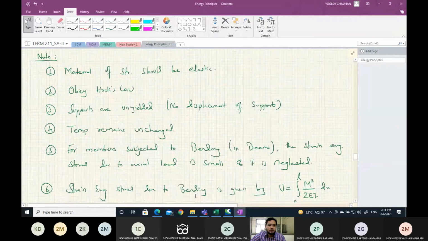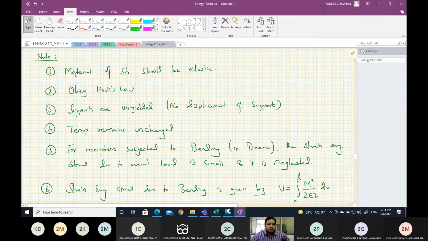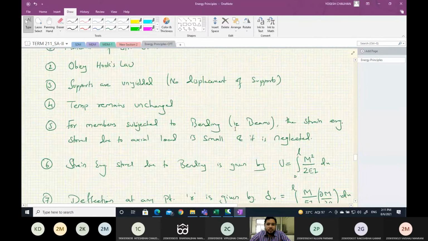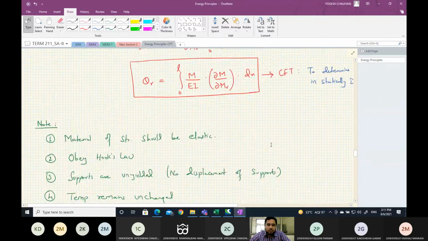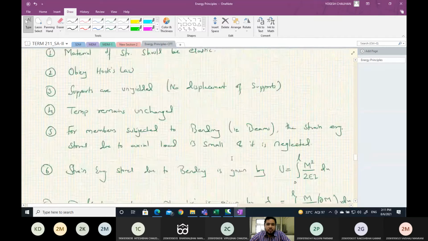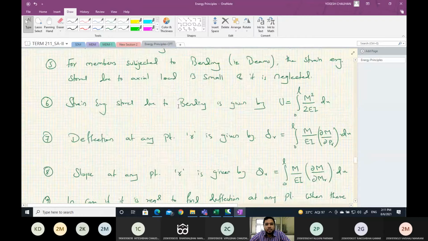Okay, and some notes to be kept in mind while using Castigliano's theorem. The material of the structure should be elastic. It should obey Hooke's law. The supports are unyielding. Temperature remains unchanged. For a member subjected to bending, the strain energy stored due to axial load is small, and hence it is neglected. So here we are neglecting the axial deformation of the member. The beam is considered as subjected to bending only.